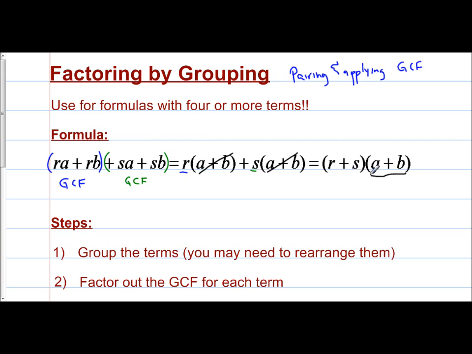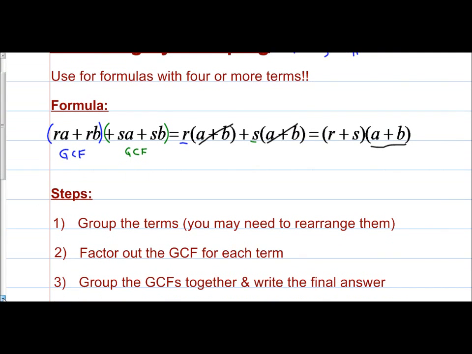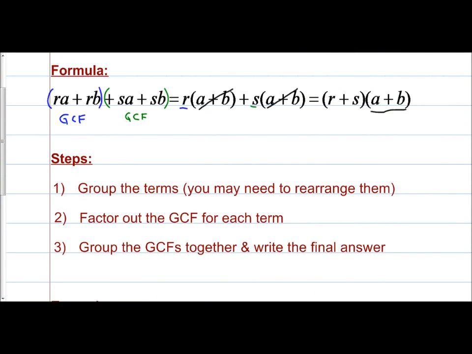And so when factoring by grouping, we're applying the GCF multiple times based off of how we pair or group the items together. So overall, our steps are to group the terms. One thing that you may need to do is rearrange them. To know if you need to, try and put terms with like variables near each other. Then factor out the GCF for each group, and then group the GCF together and write the final answer.